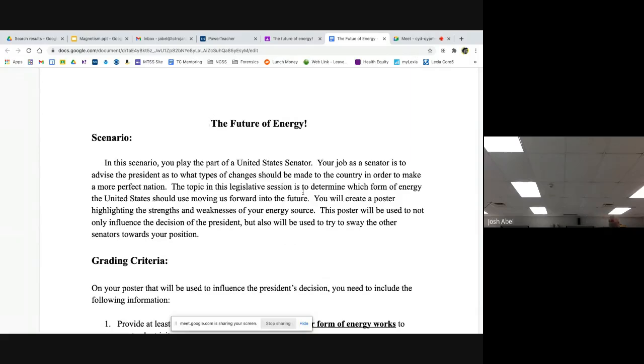You will create a poster highlighting the strengths and weaknesses of your energy source. The poster will be used to not only influence the decision of the president, but also to try to sway the other senators toward your position. So we're going to be choosing a specific form of energy. Now, you notice Riley said renewable. I mean, specifically which one.